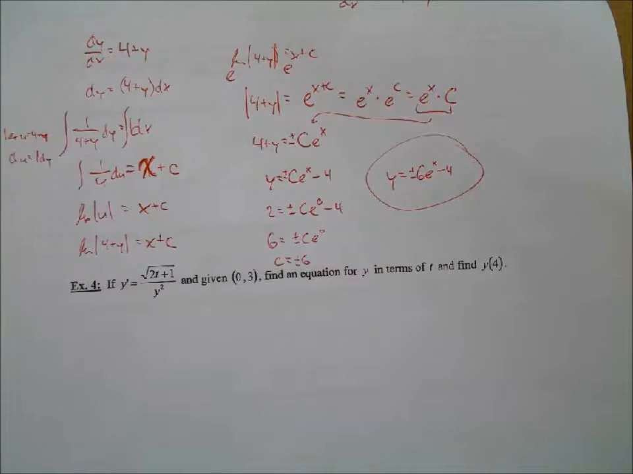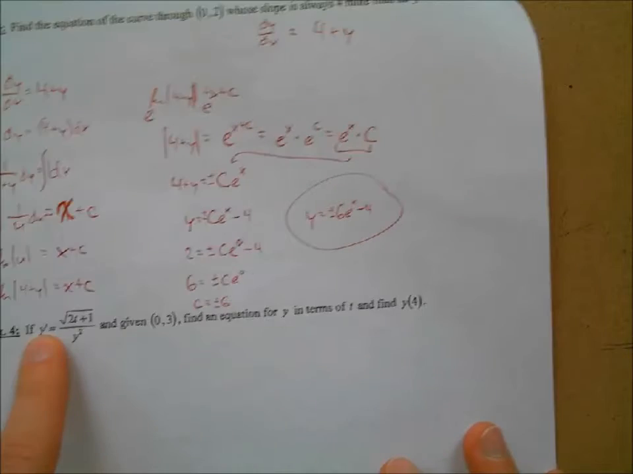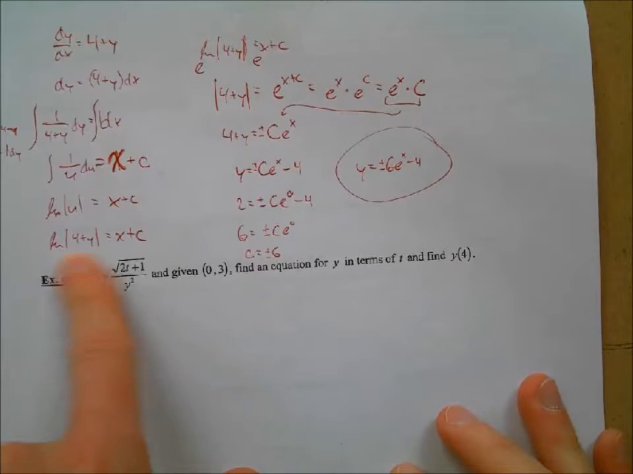Plus or minus 6 e to the x minus 4. Question, Lily? I did the reverse. You did the solve for the c first? Yeah. Okay. Can you quickly just do it? No problem. So you did it from here?